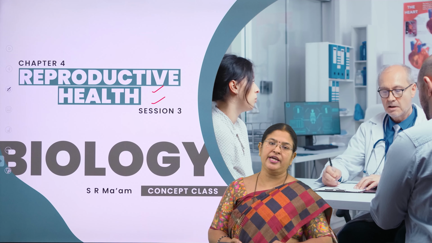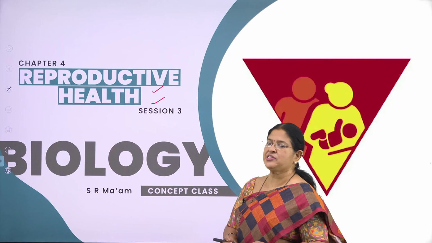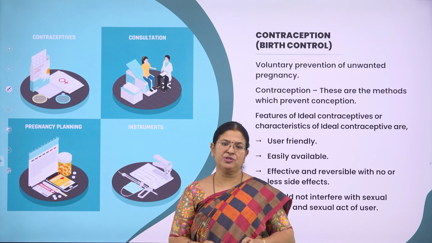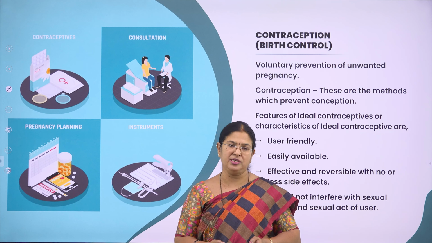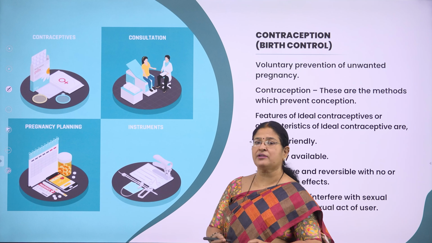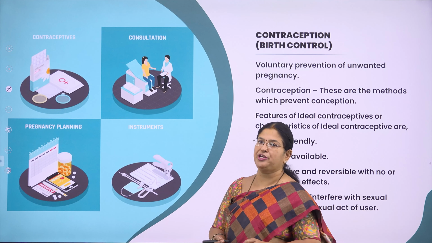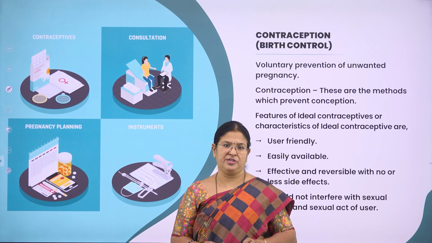What did we learn in session 2 of this chapter called Reproductive Health? We studied a very important concept called amniocentesis. Then we studied population explosion, the reasons for the population explosion, and the methods that we need to implement to control this growing population, right?